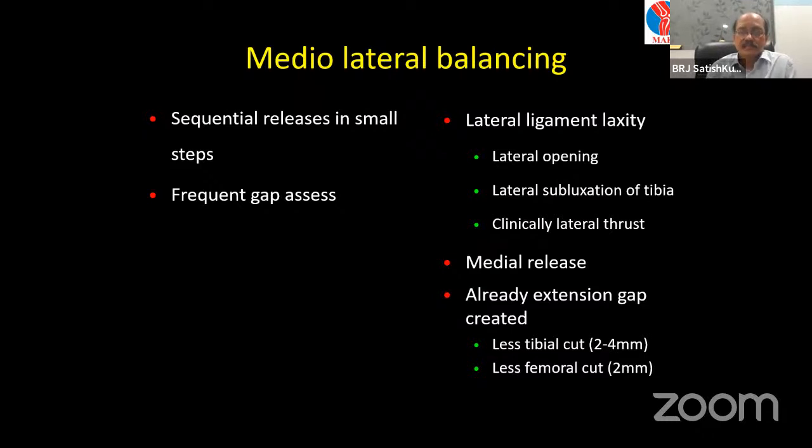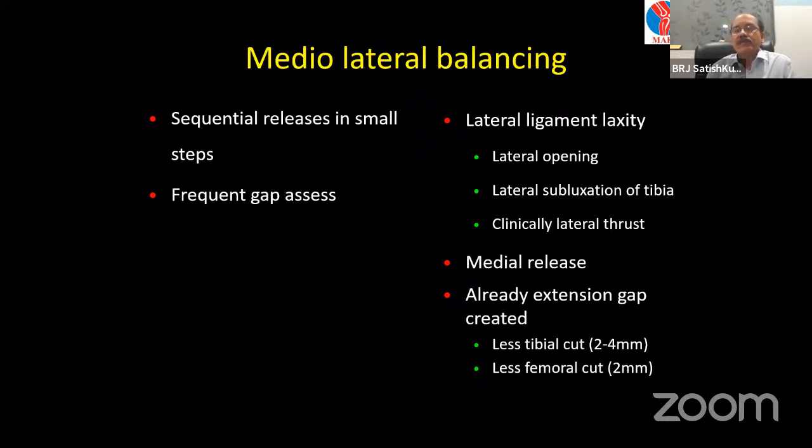And in these cases where there is lateral ligament laxity, and we are also doing a medial release, that means we are already creating the extension gap. So we have to do less tibial cut, say up to 2 to 4 mm, and we have to do less femoral cut, up to 2 mm. The distal femur cut and the proximal tibial cut have to be reduced.